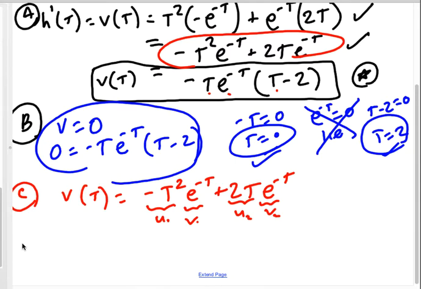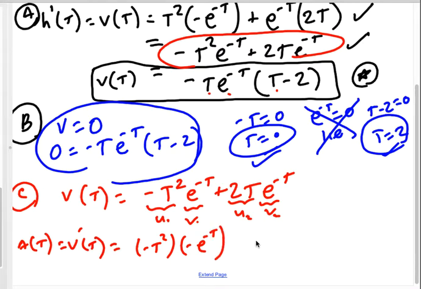Like 2 different product rules. So my a of t is going to be v prime of t. Again, communicate that information. So let's do the first product rule: u dv plus v du. That's my first product rule, right?